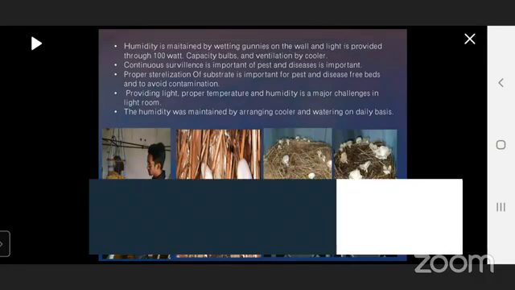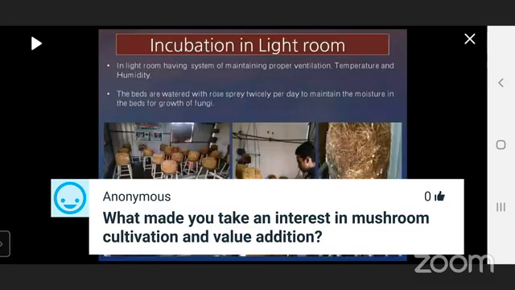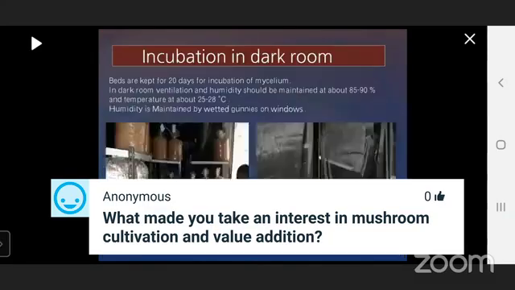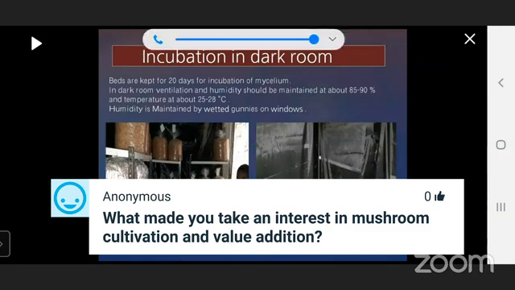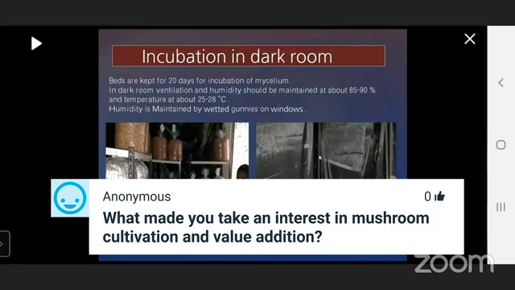The first question is: what made you take an interest in mushroom cultivation and value addition?